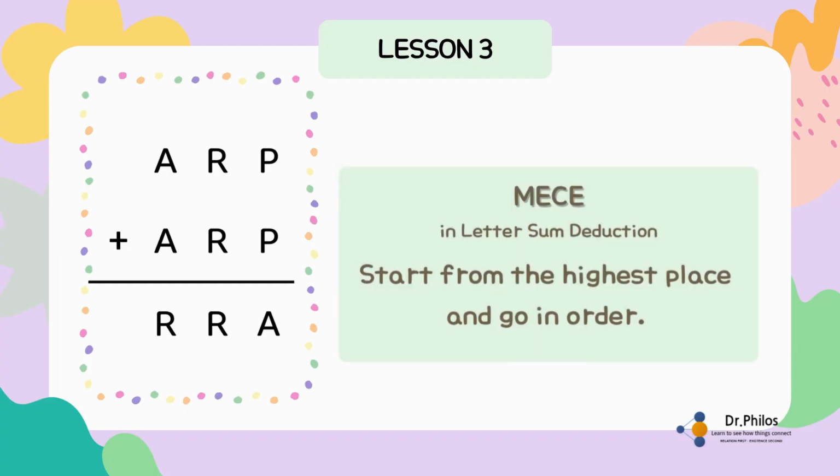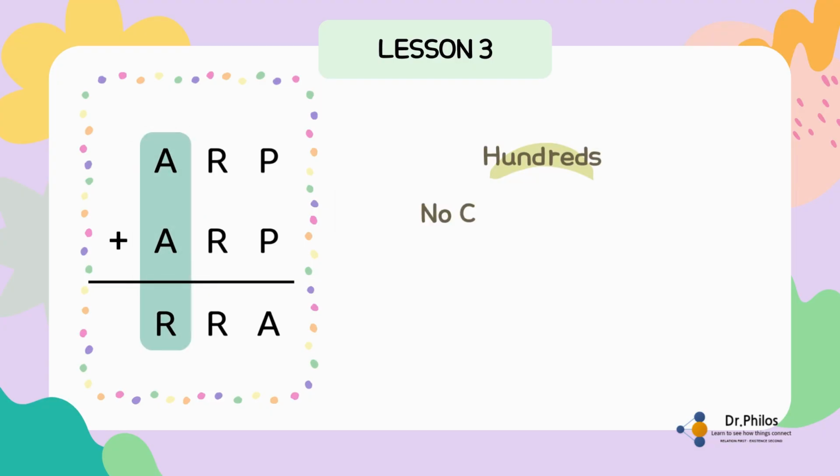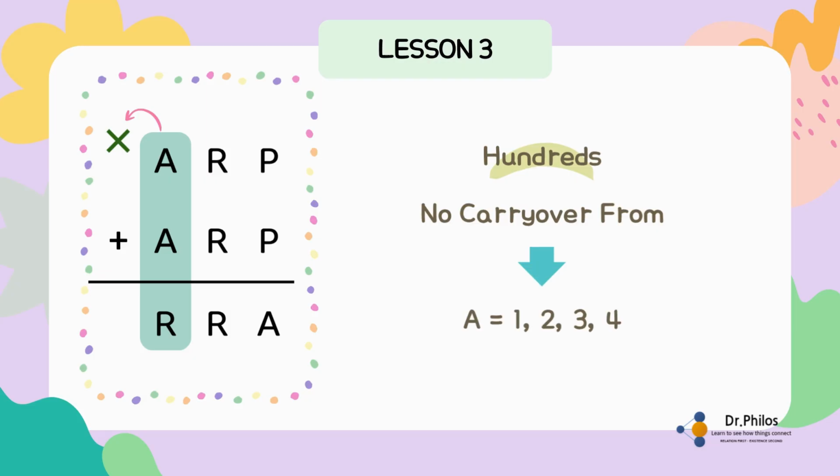Share what you observe, starting from the hundreds place. There is no carryover from the hundreds place to the thousands place. We added two same numbers. Therefore, A can be 1, 2, 3, or 4. It's simpler to say A is 4 or less. Is there anything you can tell about R in the hundreds place? I'm not sure. Then try interpreting the tens place.